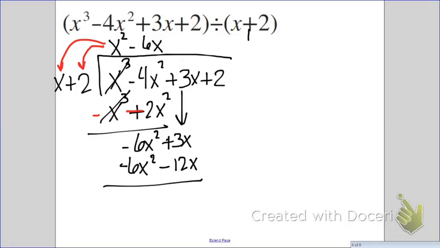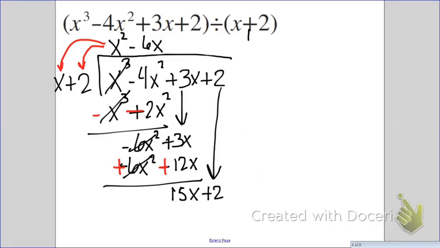Don't forget, at this point, to make sure you do the opposites. So instead of negative 6x squared, we get plus. Instead of negative 12x, we have plus. These two are canceling each other out, and 12 plus 3 is 15x. Time to bring the last number down, 2.